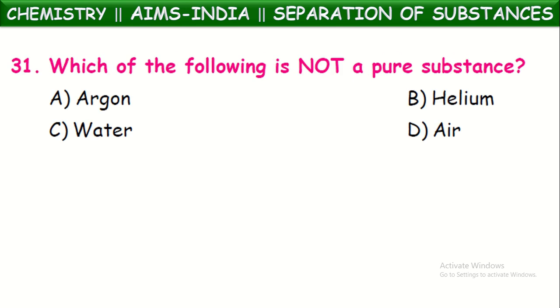Next one. Which of the following is not a pure substance? Observe the substances given here. Argon is a pure substance and it is an element. Helium is also a pure element. Water is a pure compound, whereas air is a mixture of several gases. So it is not a pure substance. It is a mixture.